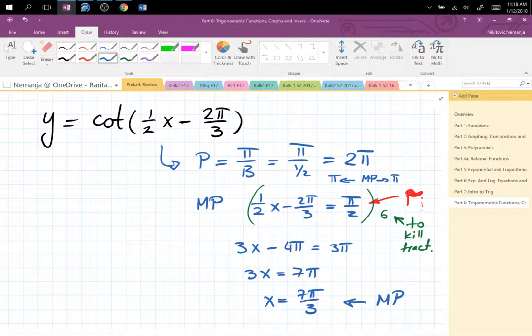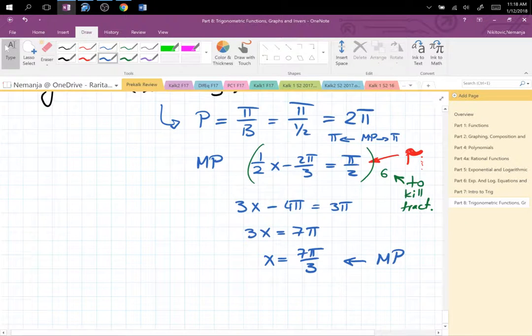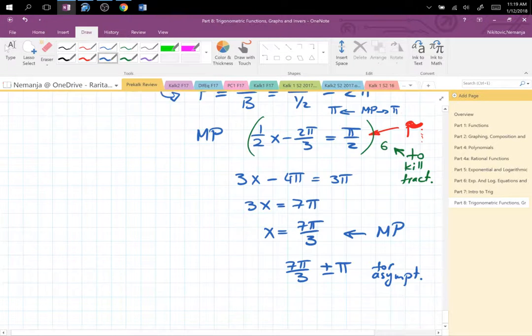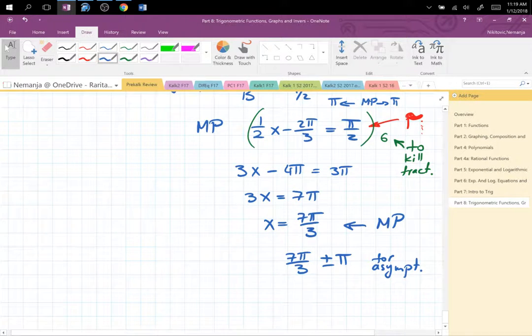So midpoint, which is this point here, right? The midpoint is at 7 pi over 3, plus minus pi for asymptotes. So 7 pi over 3 plus minus pi for asymptotes. All right. So plus pi, that will be 10 pi over 3 for the one on the right. And then minus pi is 3 pi over 3, right? Because, no, 4 pi over 3. I lied.